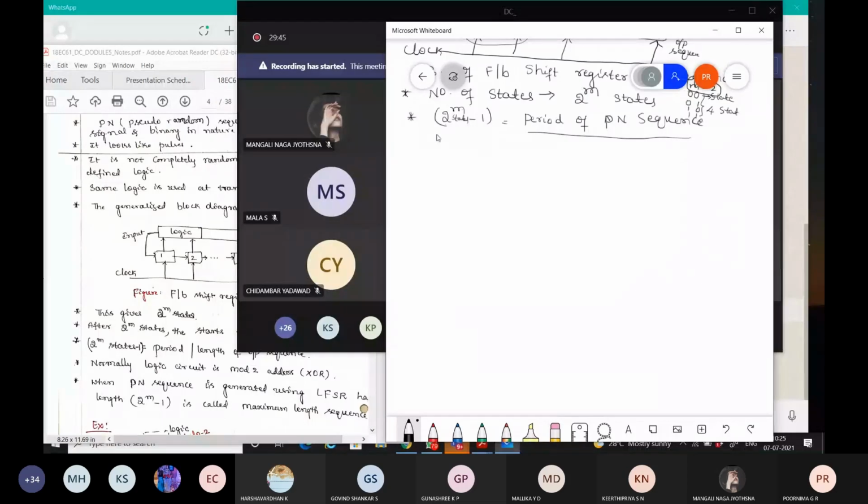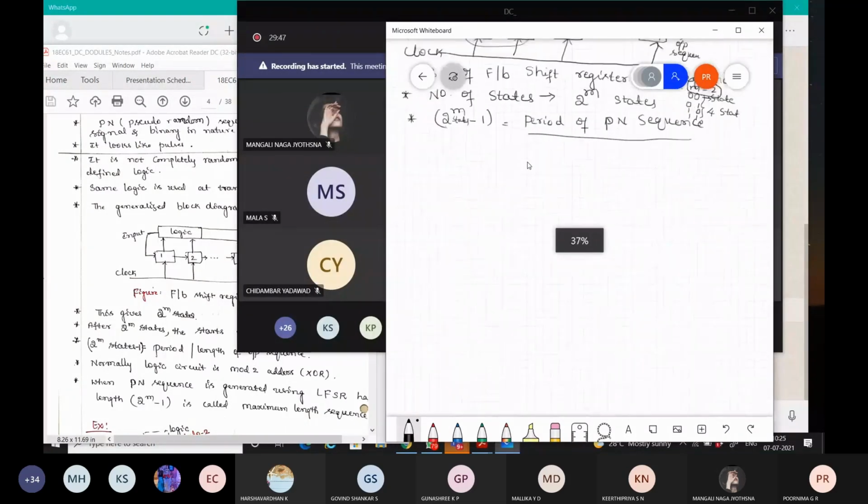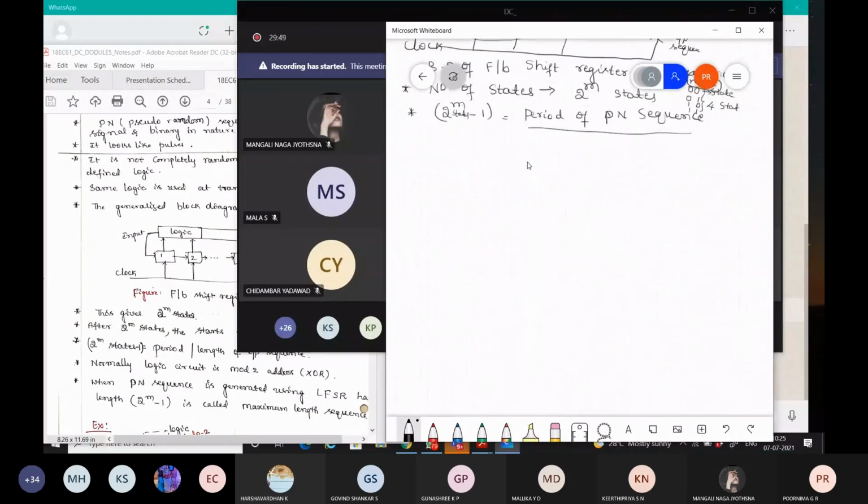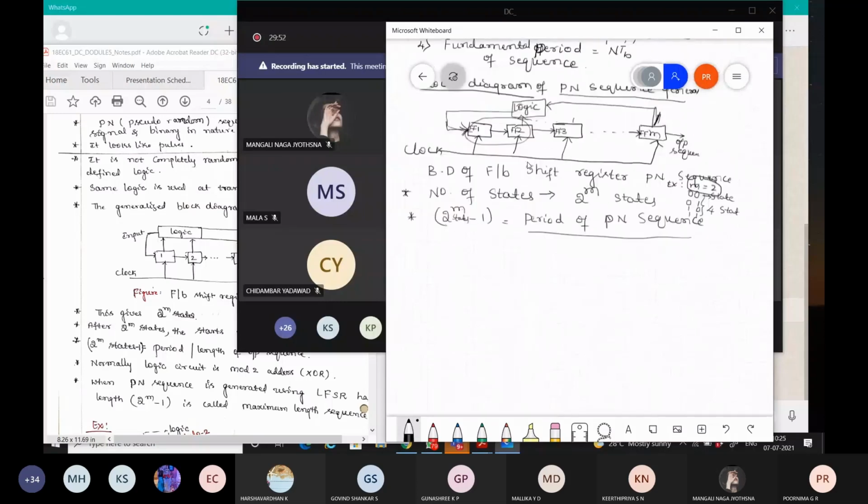Moving further, in the shift register, between the output and the input, there is a feedback path. Here you can see there is a feedback path through the logic diagram.